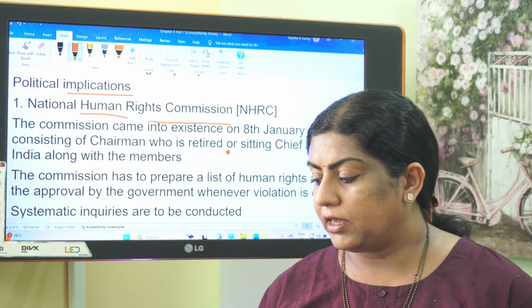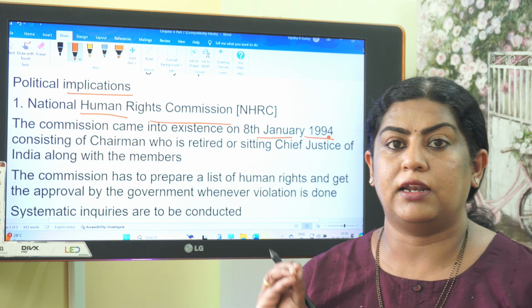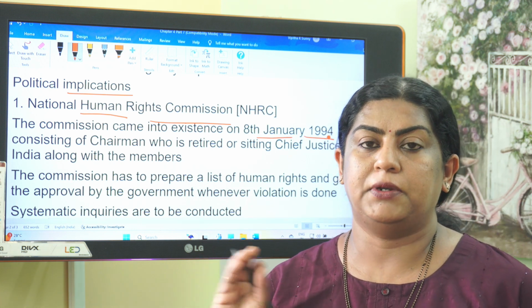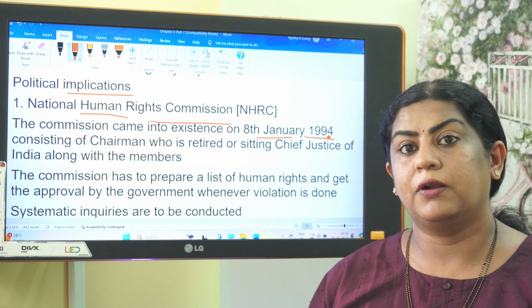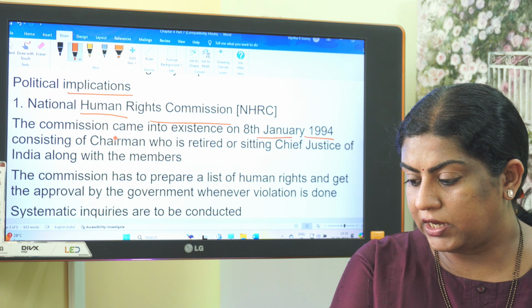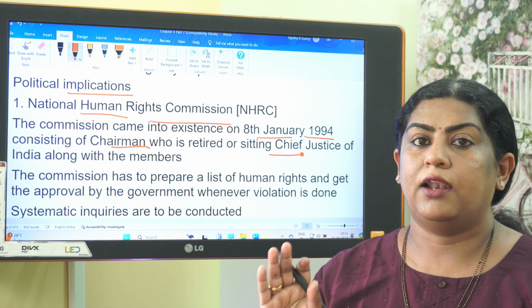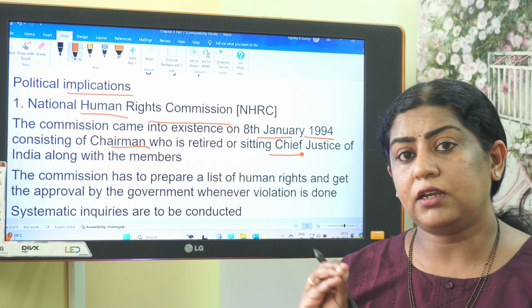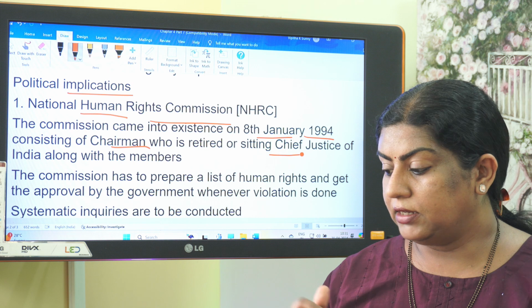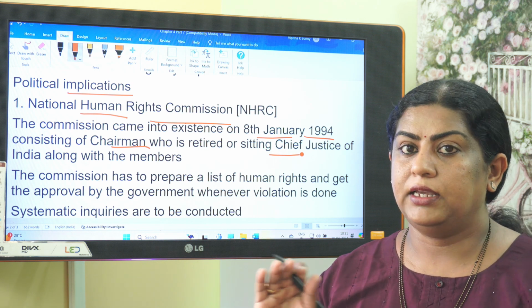The commission came into existence on 8th January 1994 and it consists of a chairman who is a retired or sitting Chief Justice of India along with members. So this National Human Rights Commission has a chairman. This chairman is a retired or sitting Chief Justice of India along with the members.